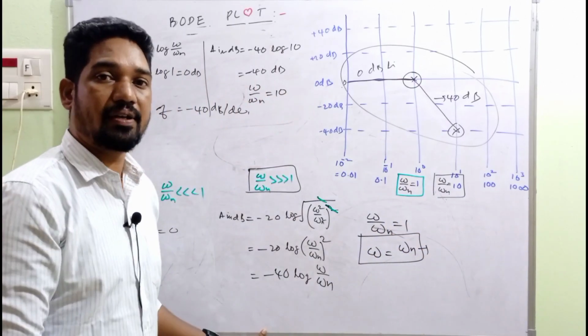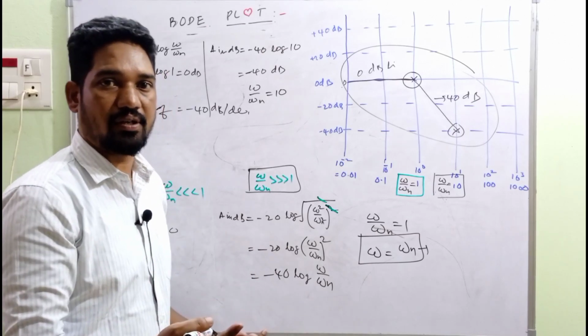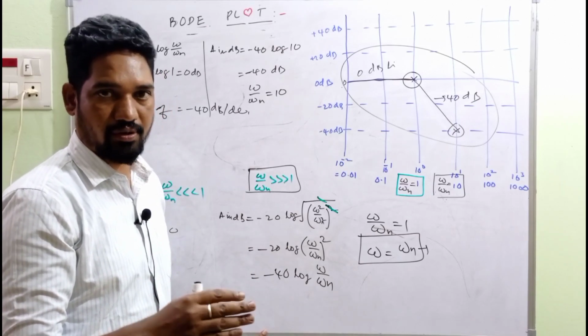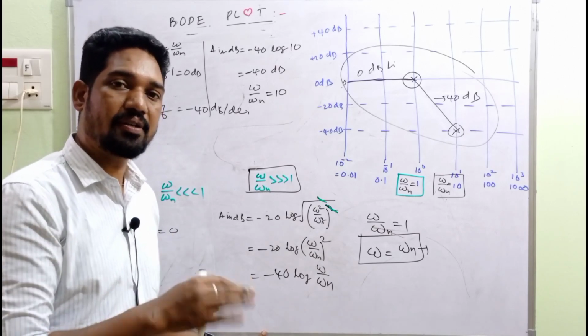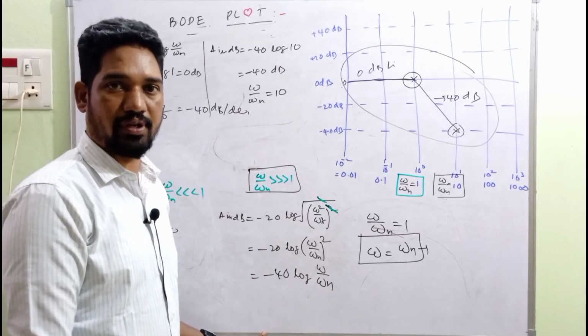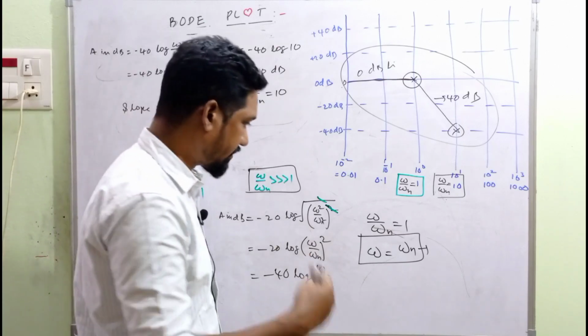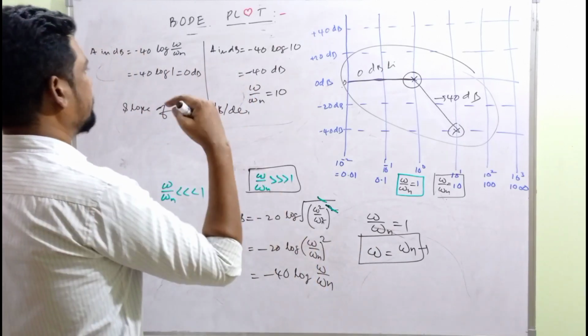We have to compare the quadratic expression with the standard second order expression s square plus 2 zeta omega n s plus omega n square. We have to evaluate that omega n, and that will be the corner frequency of the quadratic expression, right? So once again recollecting, what is that?